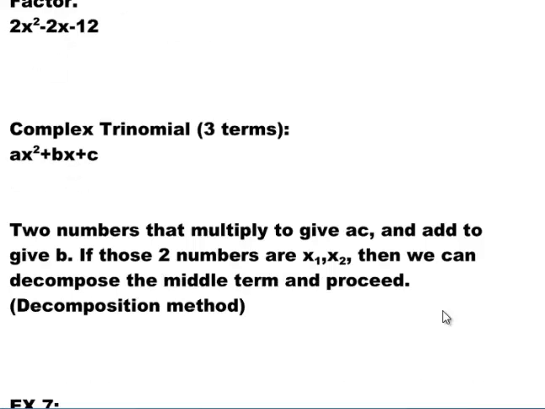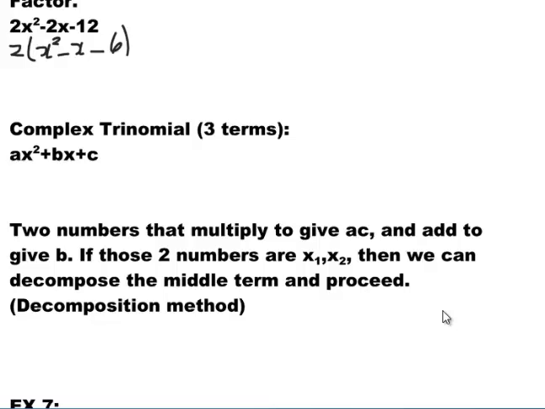The next example, we have to factor 2x squared minus 2x minus 12. You can see that the a coefficient is equal to 2. It is not a 1. But I'm going to try with a common factor. I can factor out 2 here. I get x squared minus x minus 6.